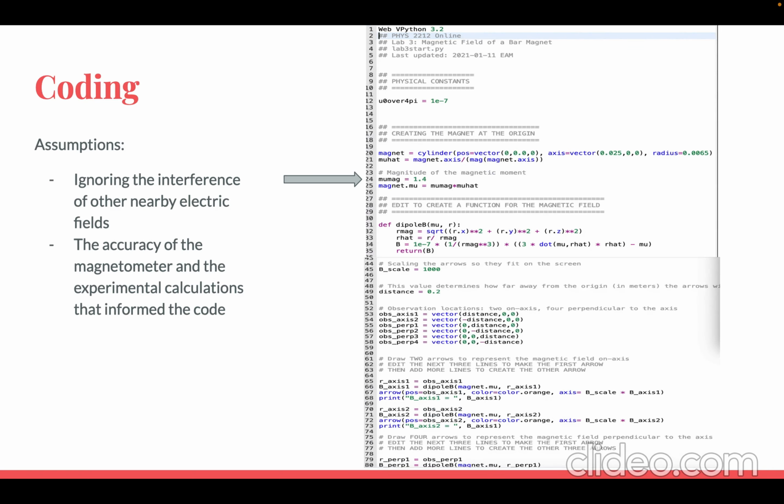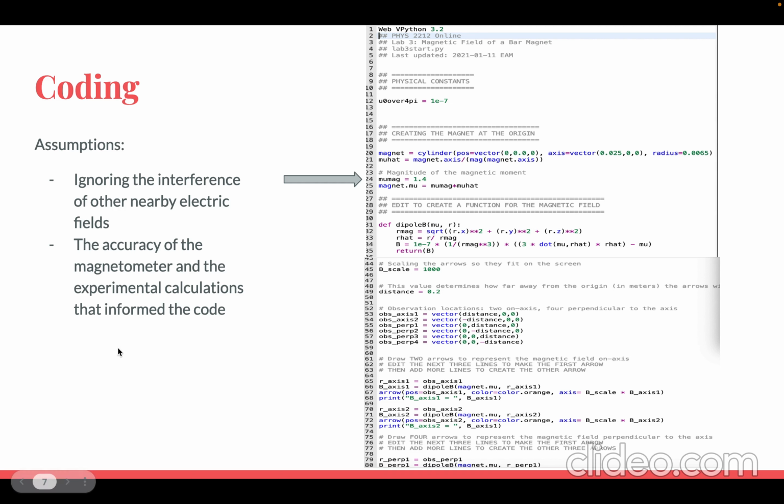And for the coding, we're just trying to replicate a model of a magnetic field. The way we did this was we took the starter code and we put our mu of 1.4 into the code, and then we did different observation axes, and then we went on to model some arrows that are going to act as models of the direction of the magnetic field.